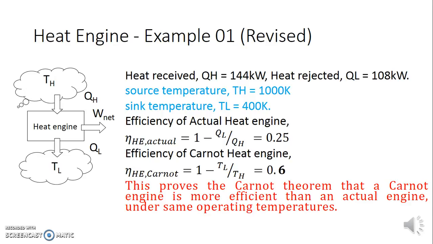As per the previous example, the efficiency of actual heat engine will be 25%. The efficiency of Carnot heat engine as calculated from the temperatures is 60%. This proves the Carnot theorem that a Carnot engine is more efficient than an actual heat engine operating under the same temperature limits.